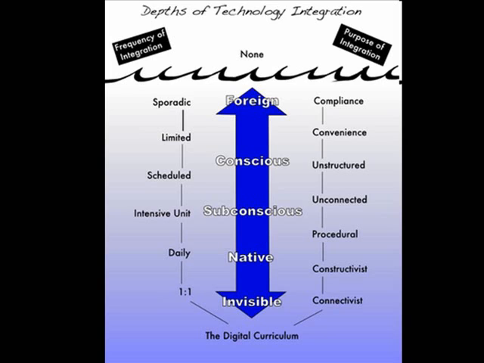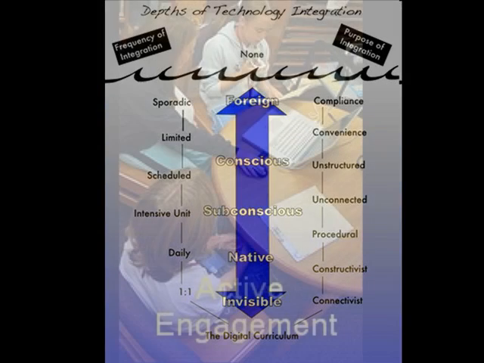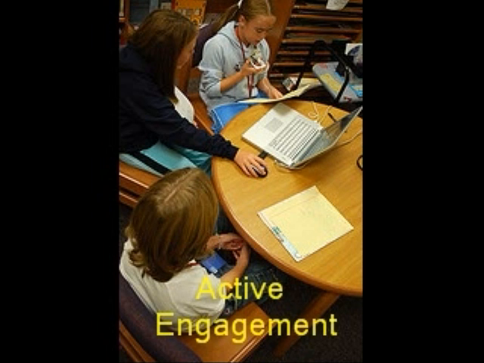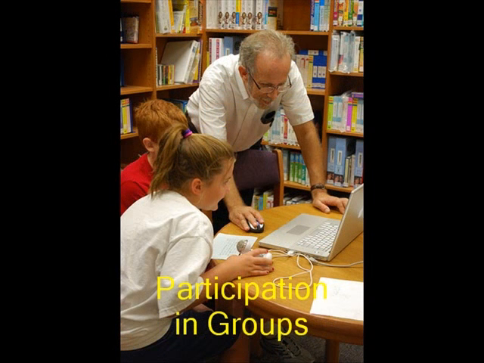For authentic integration to be happening in your classroom, there are 4 key components which you need to consider. Students should be actively engaged. This means that they are participating and they understand the purpose and the intended outcome of the given task. Students should also be working collaboratively in groups. These groups might be with peers in their class, or they might be working with other students from another school on the other side of the world.